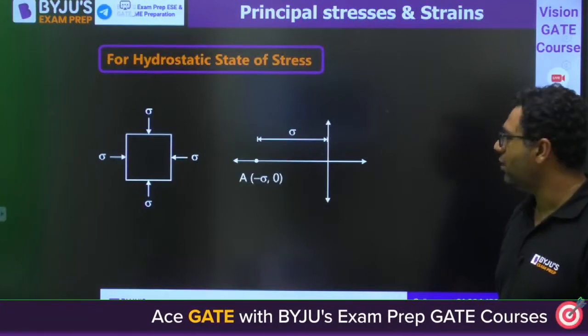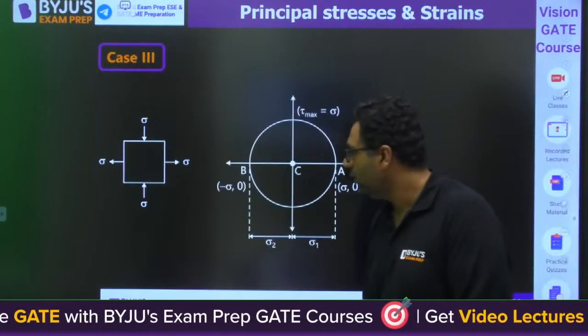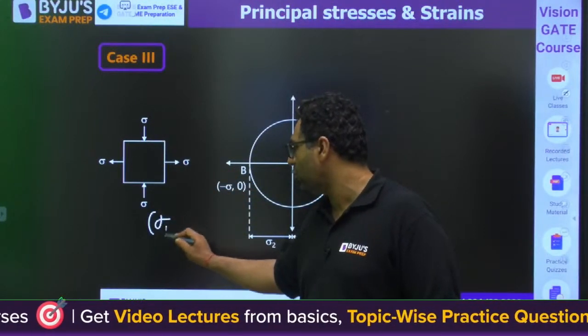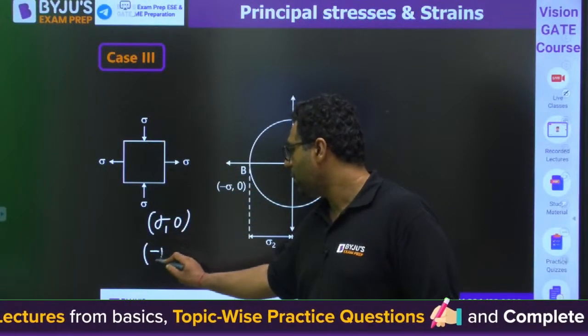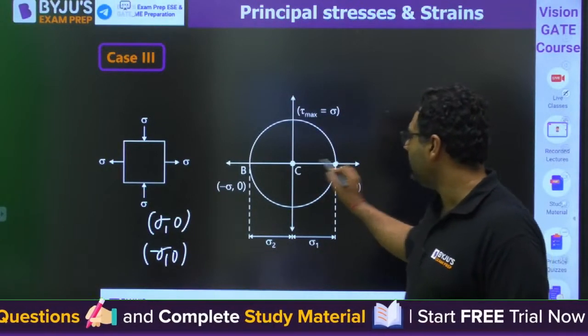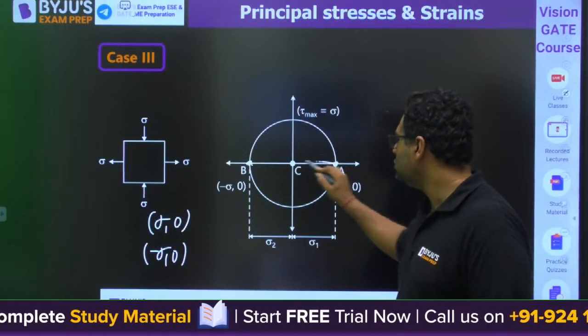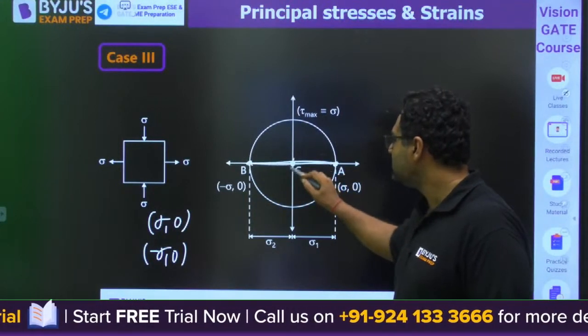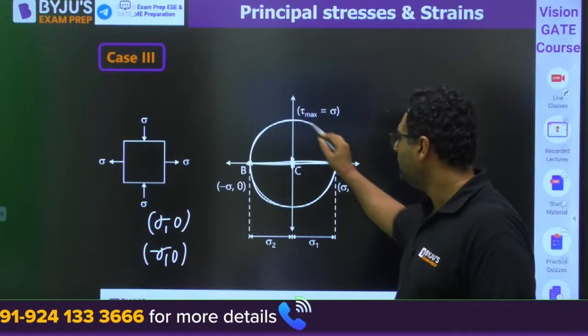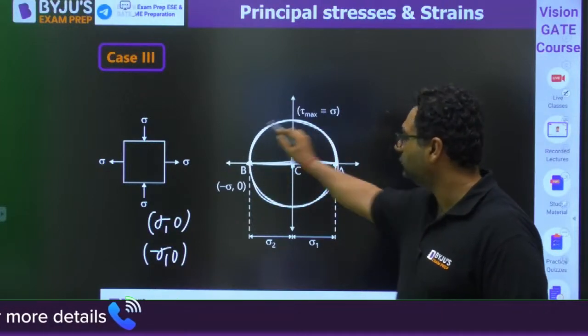So majority of you are in favor of questions only. If you have this sigma and this sigma, then you have sigma comma 0 as A, minus sigma comma 0 as B. So one point will be here, other point will be here. You will join AB, C as center, take AB as diameter and plot the circle. This will be the Mohr circle.